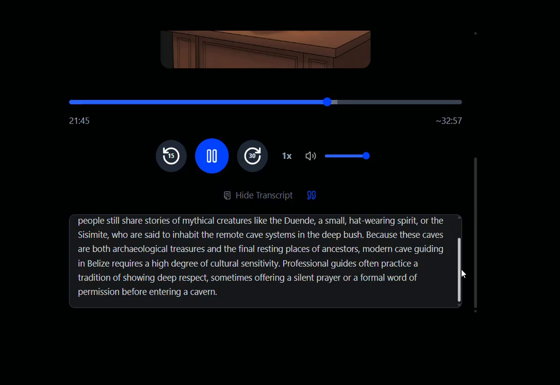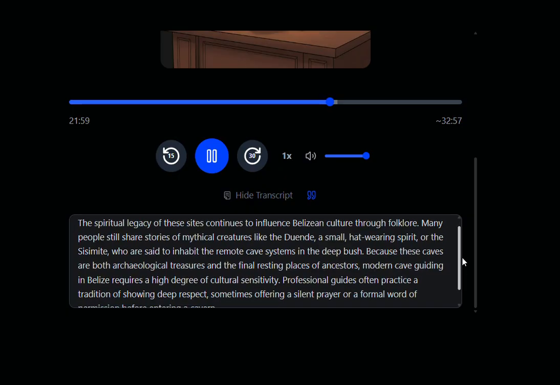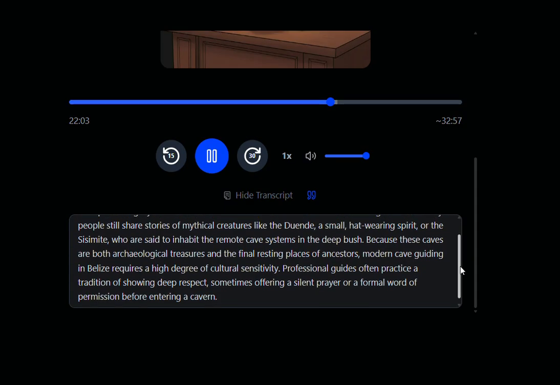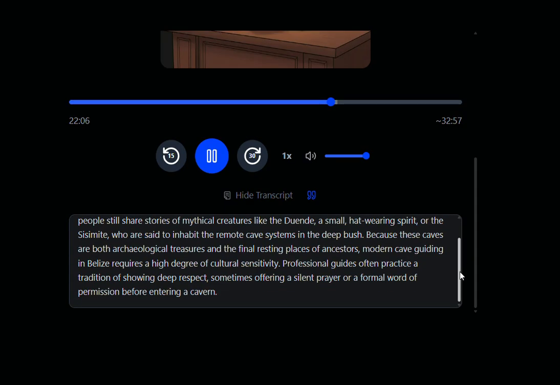The spiritual legacy of these sites continues to influence Belizean culture through folklore. Many people still share stories of mythical creatures like the duende, a small hat-wearing spirit, or the sisamite, who are said to inhabit the remote cave systems in the deep bush. Because these caves are both archaeological treasures and the final resting places of ancestors, modern cave guiding in Belize requires a high degree of cultural sensitivity.